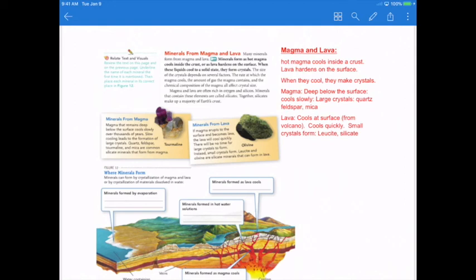Magma is deep below the Earth's surface, and it cools very slowly. When it cools slowly, large crystals are formed inside the mineral. Like quartz, feldspar, and mica, you'll see large crystals because they are cooling very slowly. Lava, which cools much quicker, is on the outside of the surface. You'll get small crystals, and lucite and silicate are two different kinds.